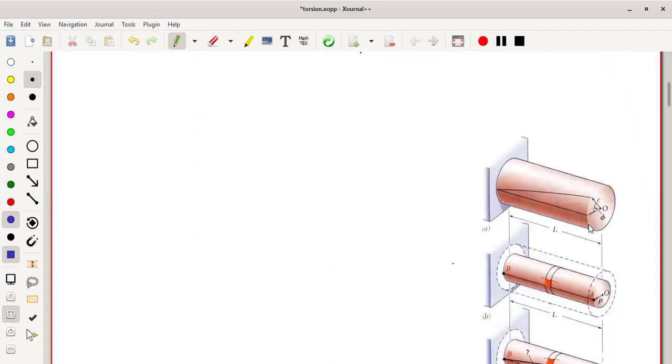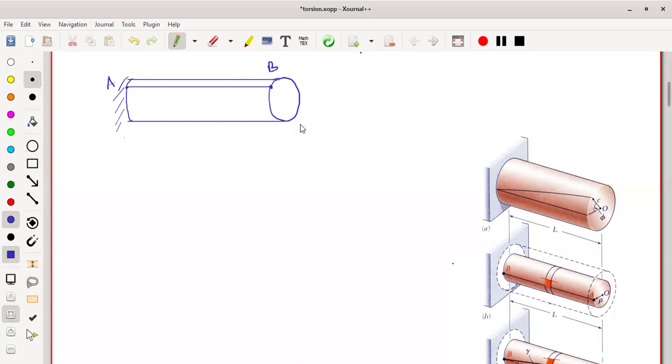So let us consider the shaft. I would like to draw the diagram here. It is a circular cross section shaft, and one end is fixed here. Let us consider some point A somewhere here. I'm going to draw a line here, and this point I'm going to consider as B. This is the center of the cross section, and I will draw the center of the cross section again here.